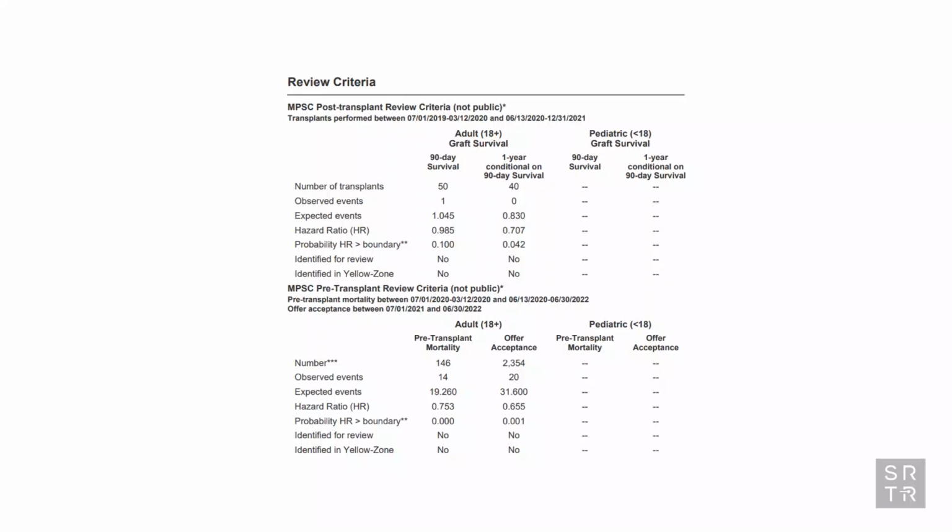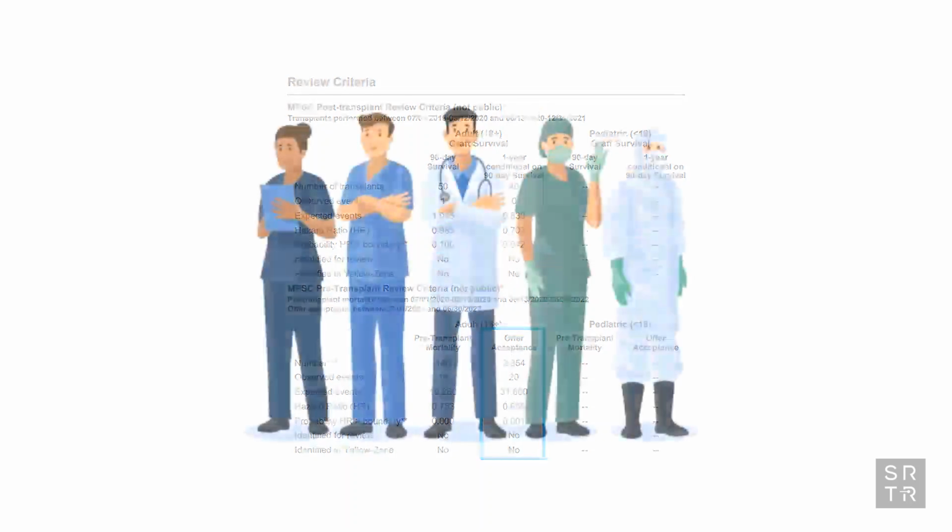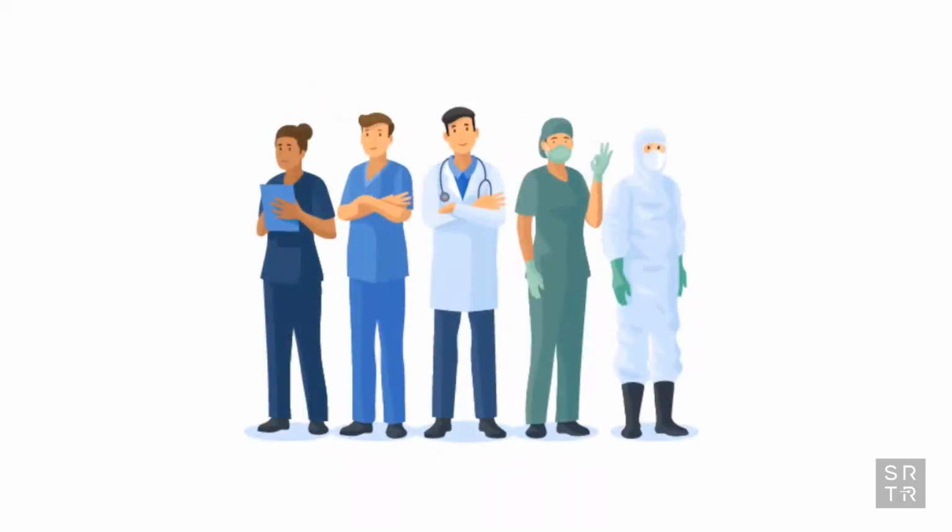SRTR produces a report that shows how a program is being considered according to the MPSC criteria. This report will alert you to the fact that you may be flagged or in the yellow zone. It is the MPSC review summary, and it's found on your current reports page of your secure site. We hope that this information has helped you become a bit more familiar with the offer acceptance metrics and how to review them to assist your program in accepting more offers.